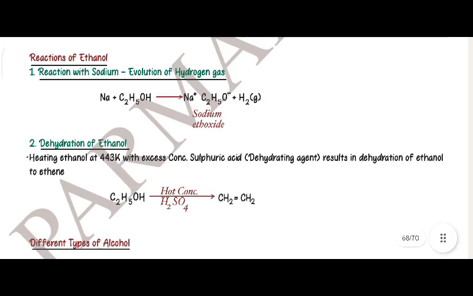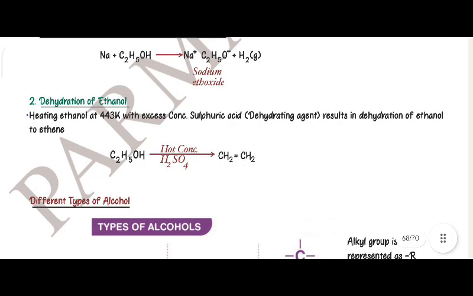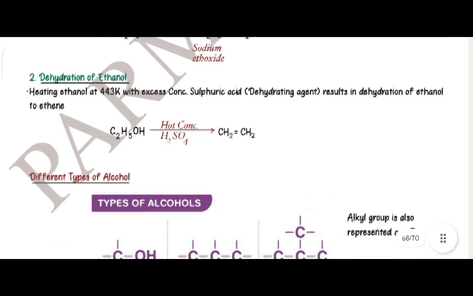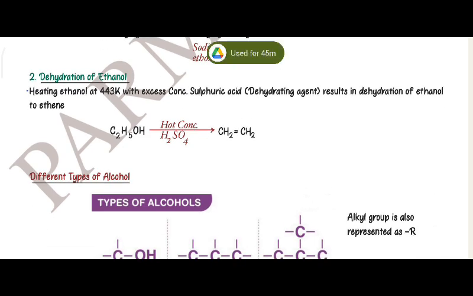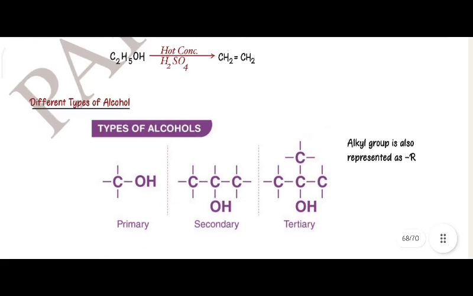Reactions of ethanol. Reaction with sodium, with evolution of hydrogen gas: Na plus C2H5OH gives C2H5O-Na plus, sodium ethoxide, plus H2 gas. Dehydration of ethanol: heating ethanol at 443 Kelvin with excess concentrated sulfuric acid, a dehydrating agent, results in dehydration of ethanol to ethene. C2H5OH, in the presence of hot concentrated sulfuric acid, gives CH2=CH2.